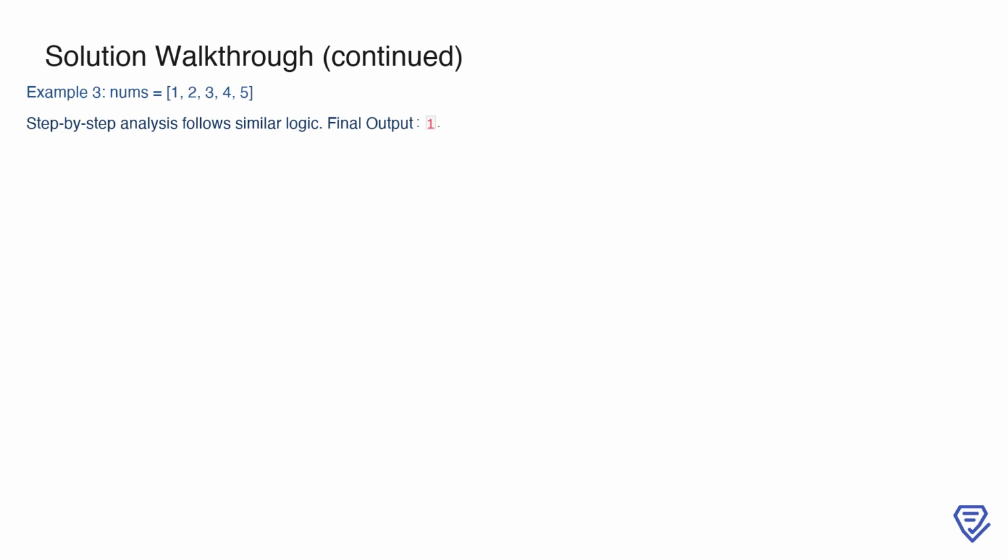Finally, consider the array nums equals [1, 2, 3, 4, 5]. The step-by-step analysis follows the same logic as the previous examples. After removing each element and calculating the even and odd sums, we find that there is only one way to make the array fair. Therefore, the final output for this example is 1.